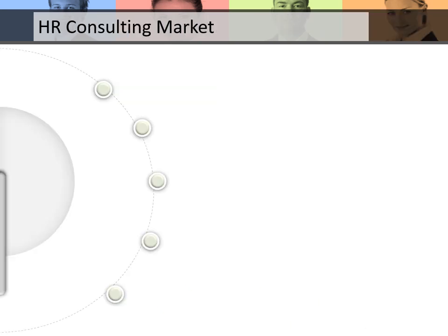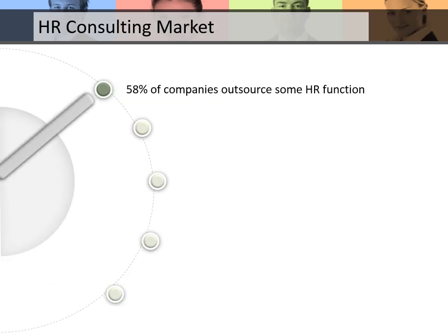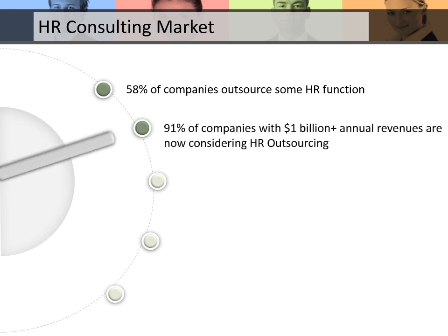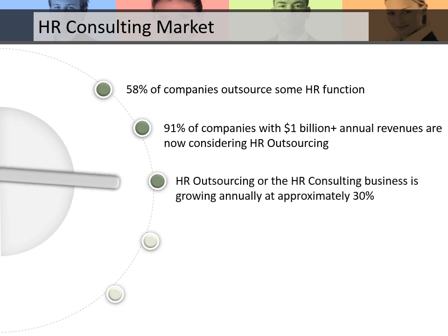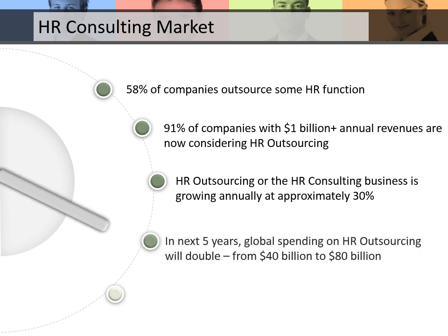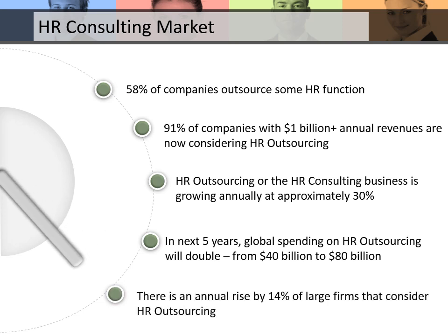HR consulting market. 58% of the companies outsource some HR function. 91% of the companies with $1 billion plus annual revenues are now considering HR outsourcing. HR outsourcing or the HR consulting business is growing annually at approximately 30%. In the next 5 years, global spending on HR outsourcing will double from $40 billion to $80 billion. There is an annual rise by 14% of the large firms that consider HR outsourcing.